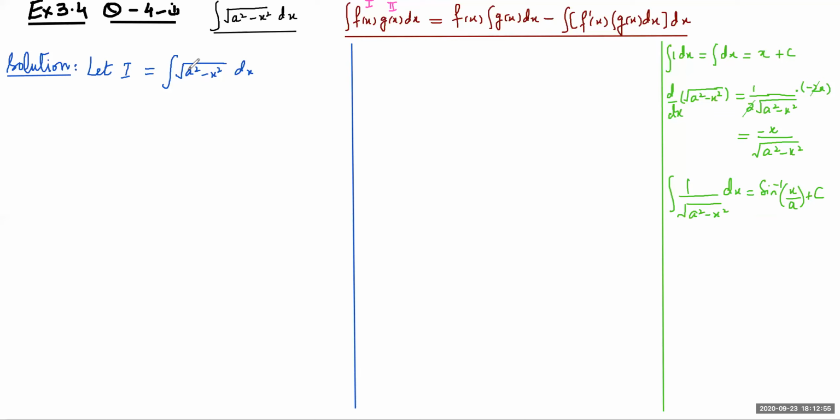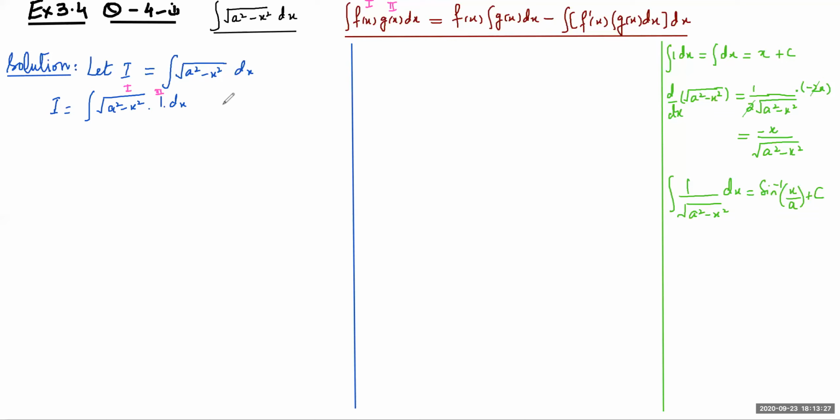Let integral I equal integral of square root of a square minus x square dx. We introduce a 1 here and write it like this: I is equal to integral of square root of a square minus x square into 1 into dx. Now we are going to perform integration by parts, considering this as the first function and this one as the second function. Now let's perform integration by parts.